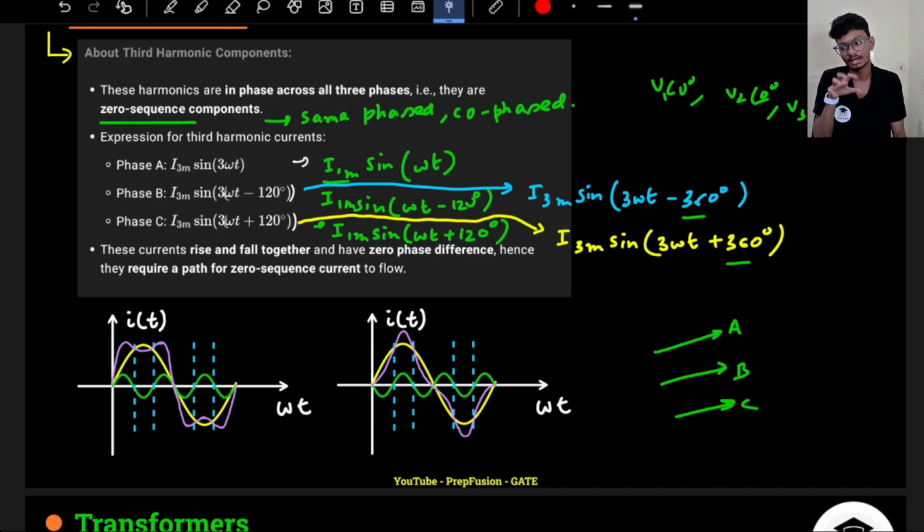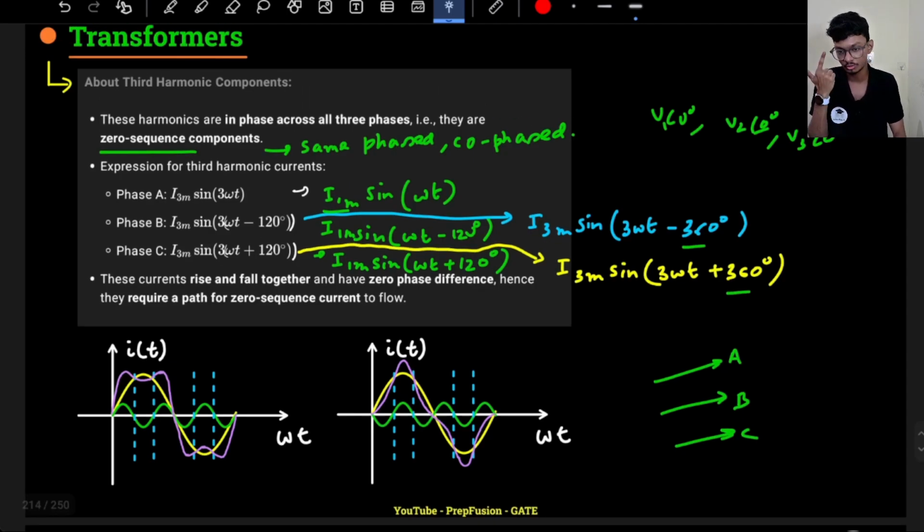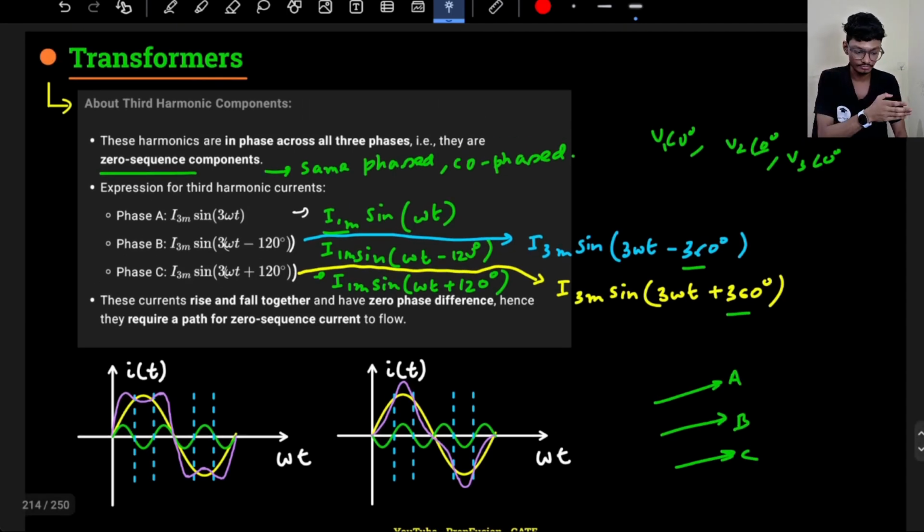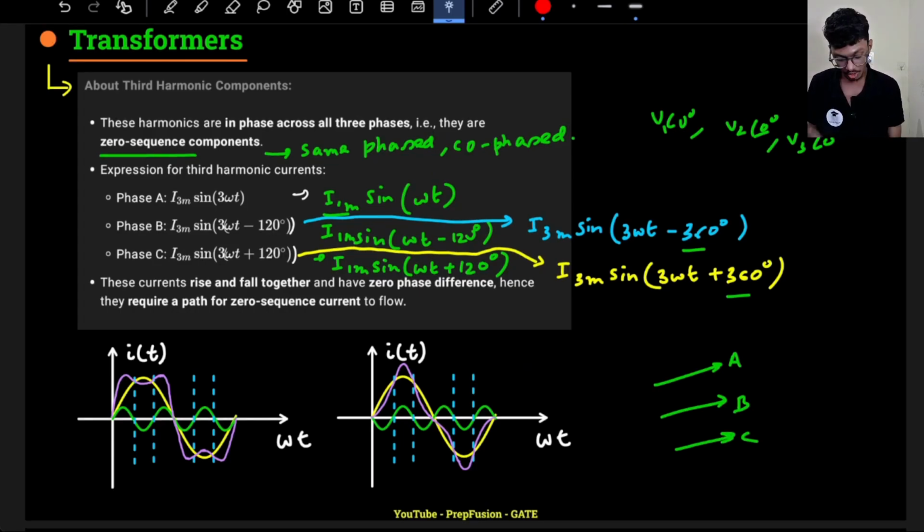There are other kinds of components as well: zero sequence components, then positive sequence components. Positive sequence means ABC, whatever is the sequence of the supply, the same sequence, and negative sequence means the opposite sequence of the supply. Okay, got it? So we have learned about third harmonics a bit.